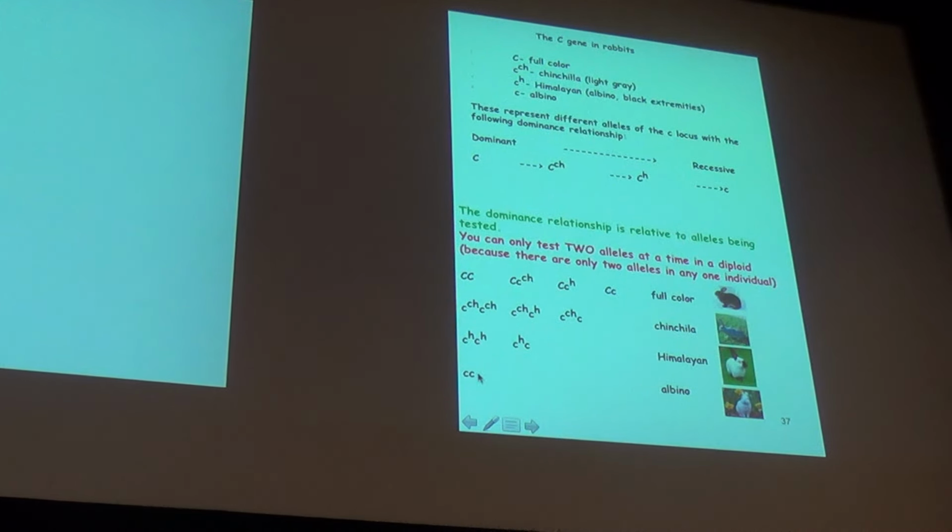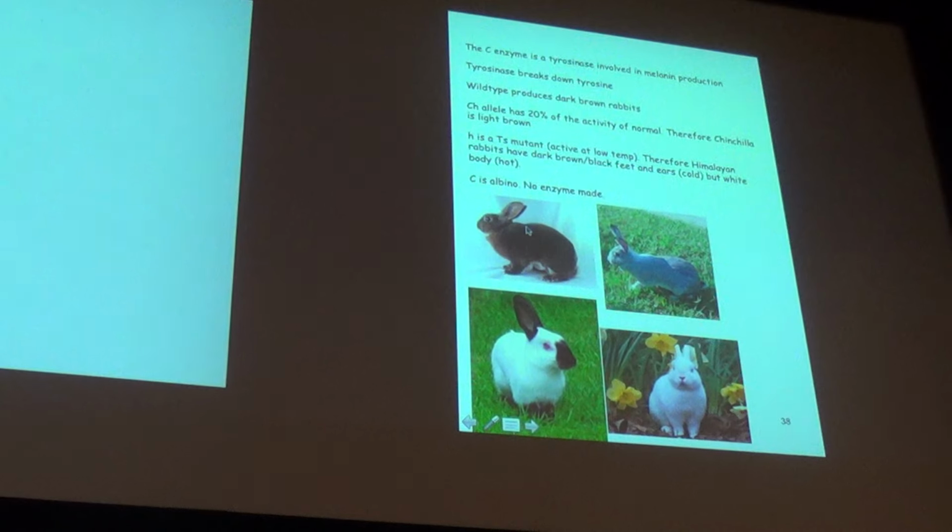And so you have a relationship of all the different alleles. Okay? So the C enzyme is an enzyme, tyrosinase, that's the first step in the production of melanin. The black pigment, basically. And it breaks down tyrosine and helps produce the pigment that is involved in producing the normal colored gene.